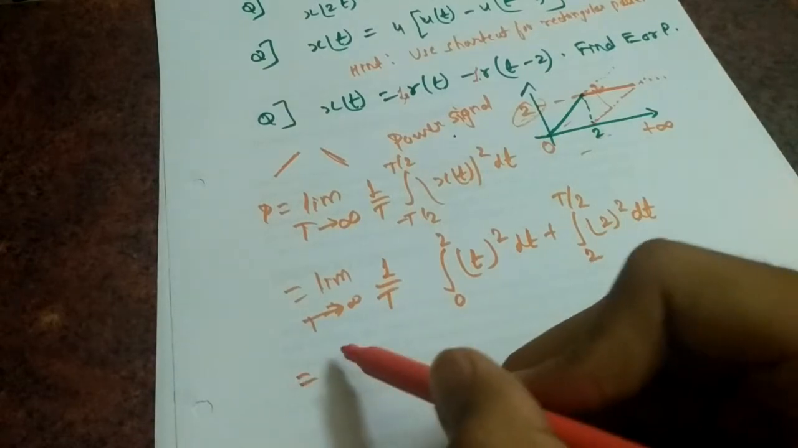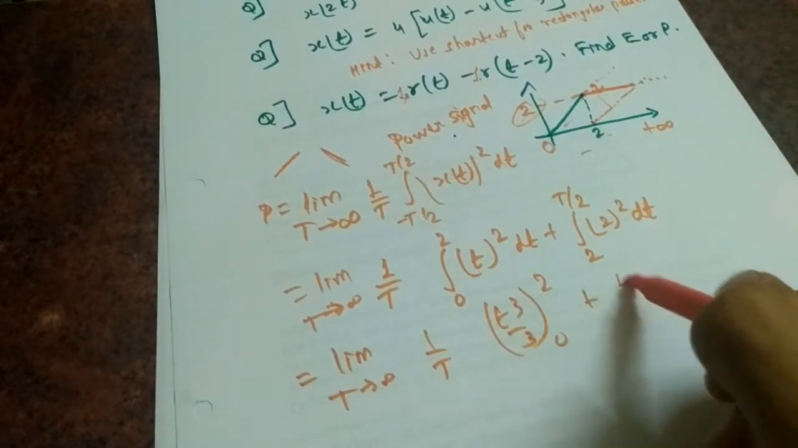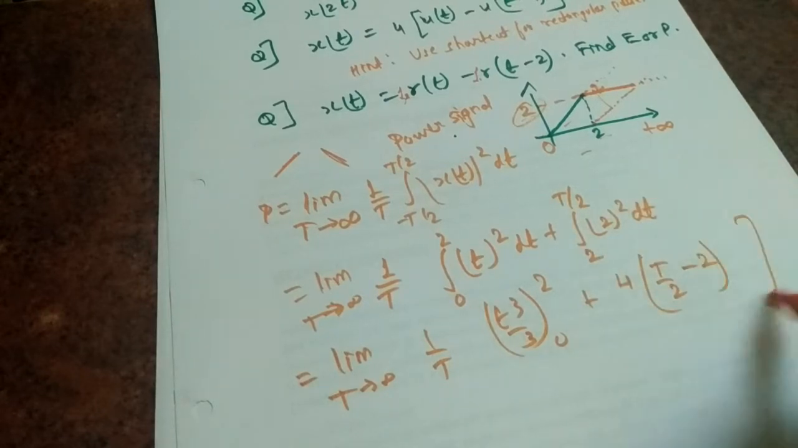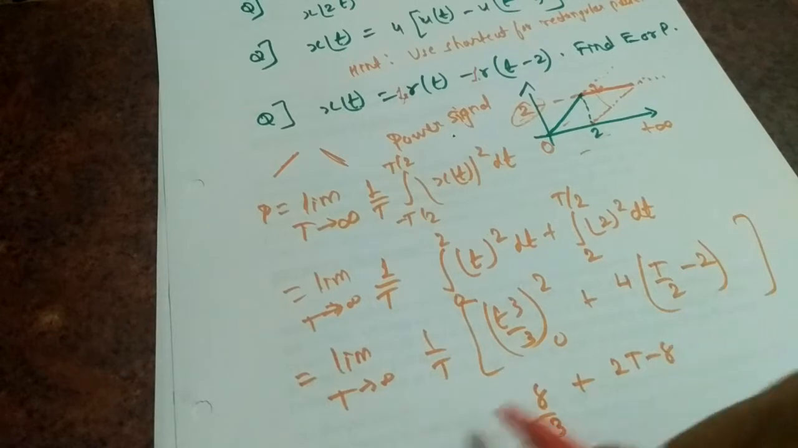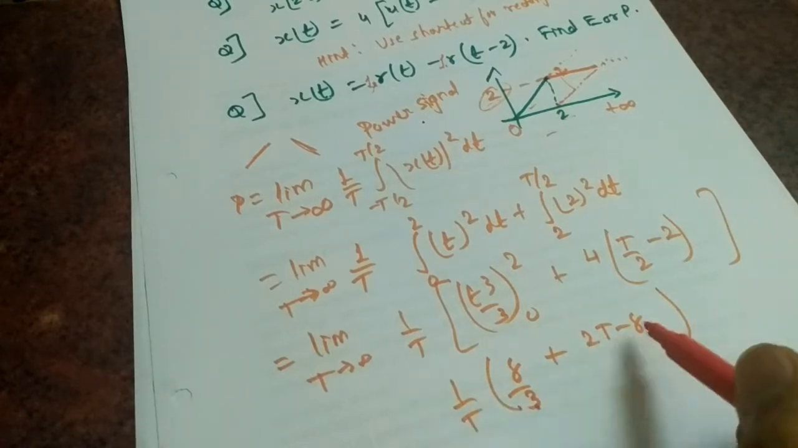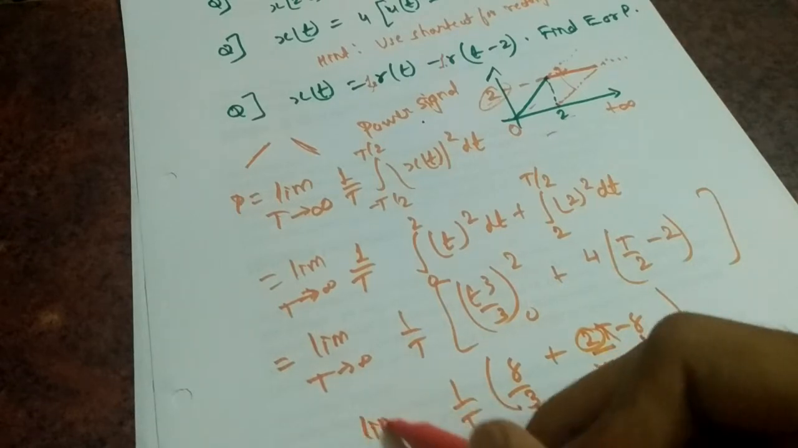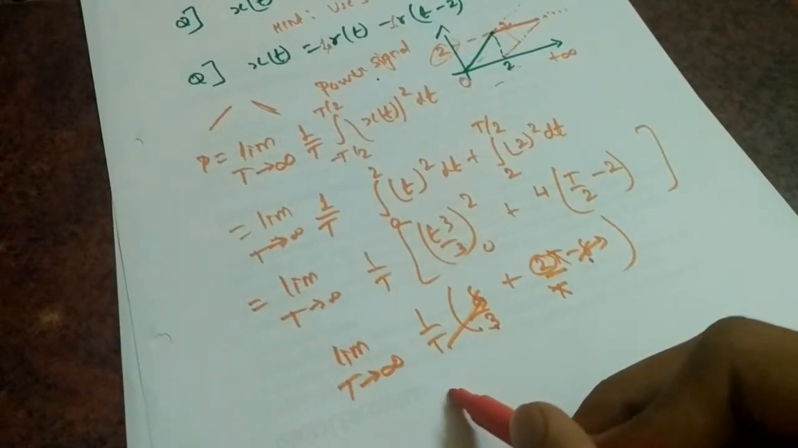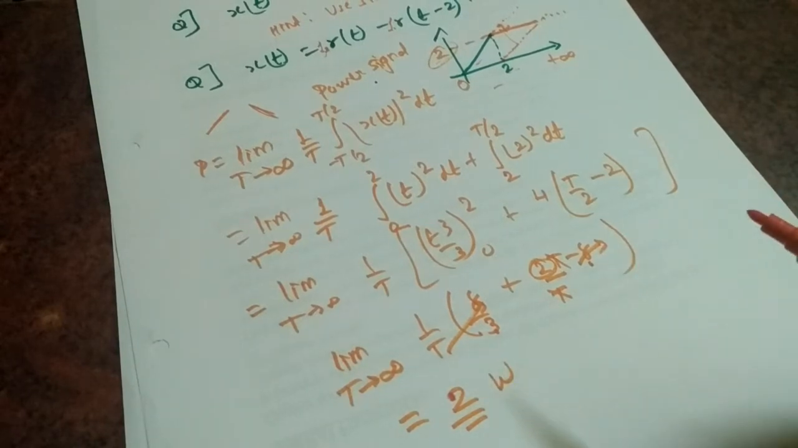Now again we are having limit t tends to infinity throughout, t cube by 3 with limits 0 to 2, and 4 is constant, times t by 2 minus 2. Substituting the limits, we will get 8 by 3 and 2t minus 8. The 1 by t outside is multiplied with each term. We are left with only the 2t term, because with limit t tending to infinity the other terms along with 1 by t become 0. So we are left with 2t by t, that is 2. This is our answer for power. That's all about this example.